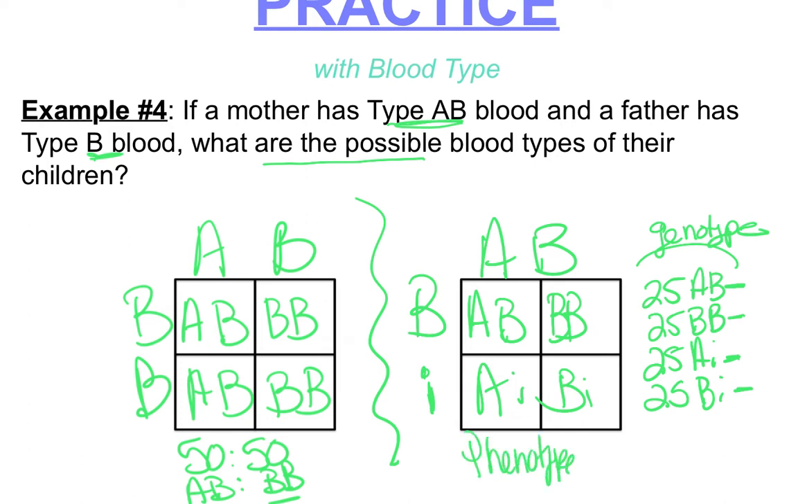But our phenotype scenario is for AB blood, 25% of them. For type B blood it is 50% of them, because this one and this one will yield type B blood. And then for type A blood, another 25%. So in this case, the phenotype is different than the genotype.